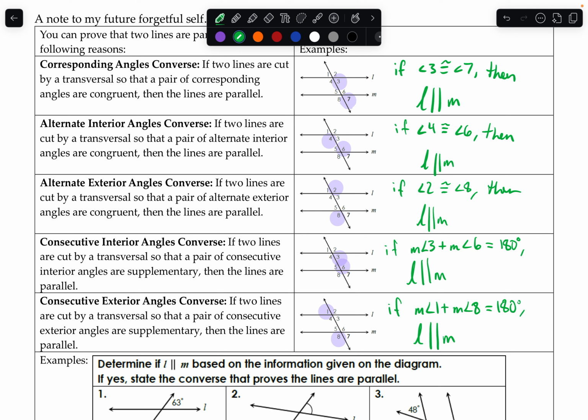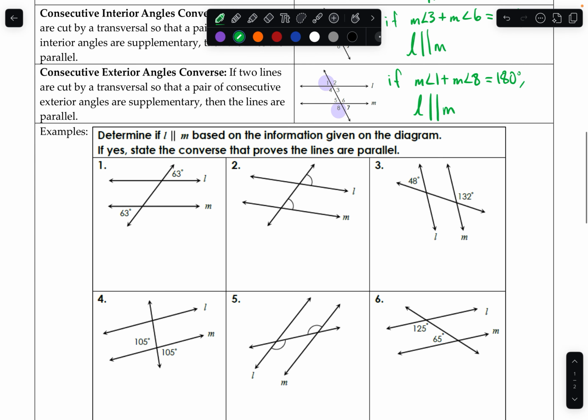So this is just, if you can show that consecutive exterior or consecutive interior are supplementary, then those lines are parallel. If you can show that alternate exterior, alternate interior, or corresponding angles are congruent, then the lines are parallel. So that's kind of how we're pursuing this. So here's some examples here.